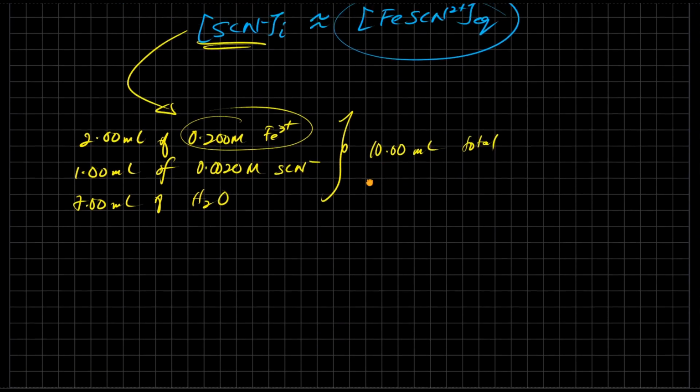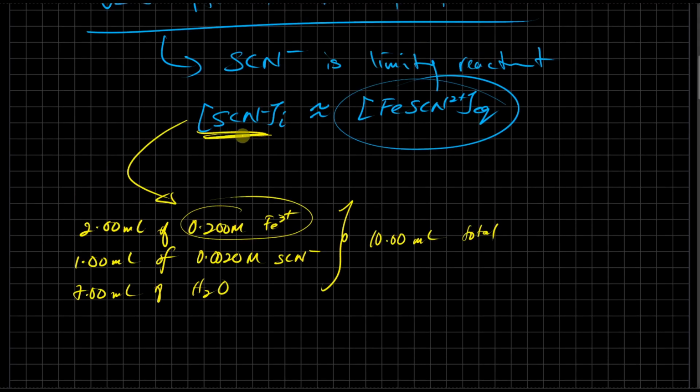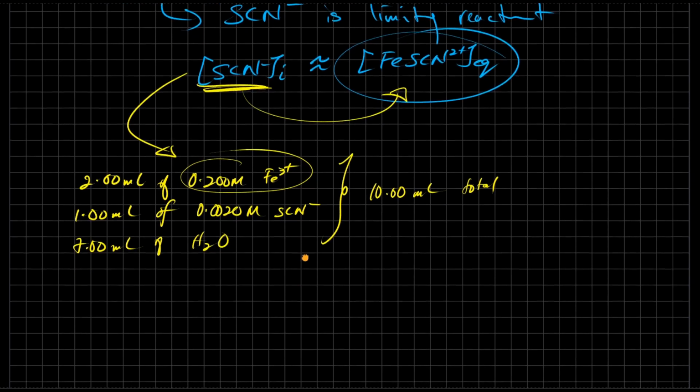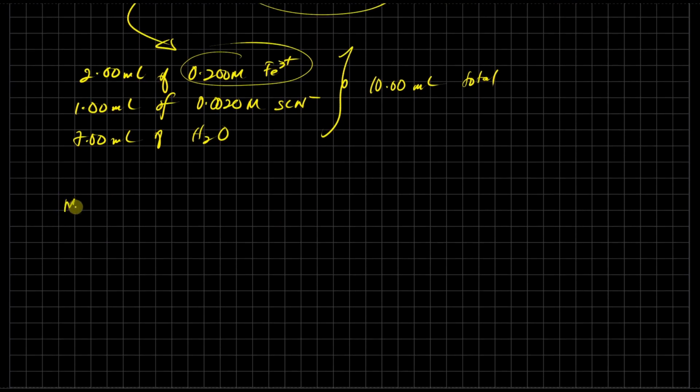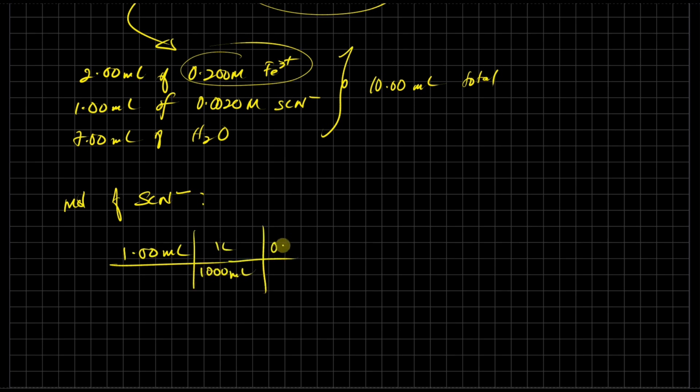To figure out the concentration of thiocyanate, and therefore the concentration of FeSCN2+ at equilibrium, you calculate the moles of SCN, by using your volume of SCN, 1.00 milliliters, converting that to liters, and then multiplying by the concentration, 0.0020 moles over liters, which will give us 2.00 by 10 to the minus 6 moles.